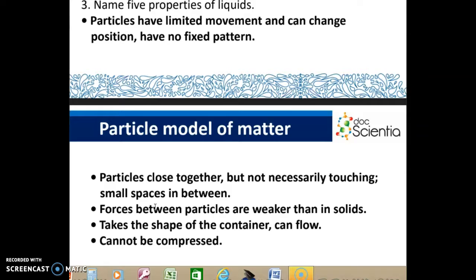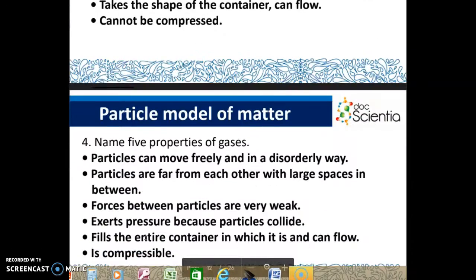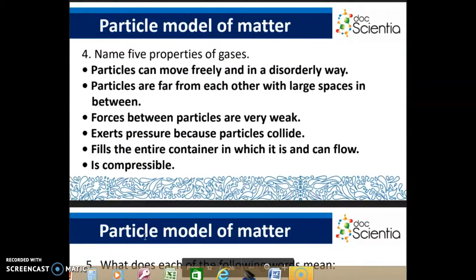They have no fixed pattern, but the particles are close together. They're not necessarily touching, but there's small spaces in between. And the forces between the particles are weaker than in solids, and they take a shape of the container so they can flow, and they cannot be compressed. Name 5 properties of gases, so any 5.